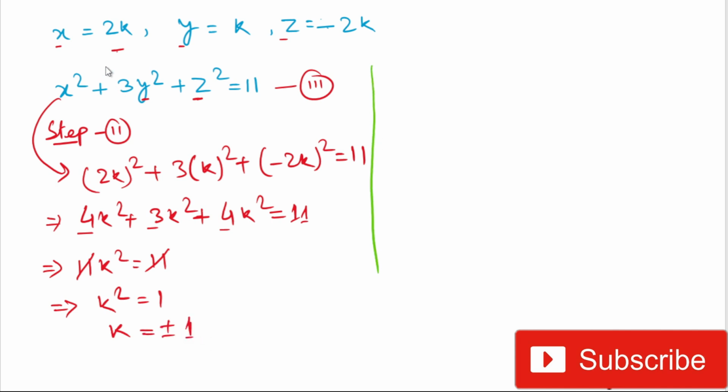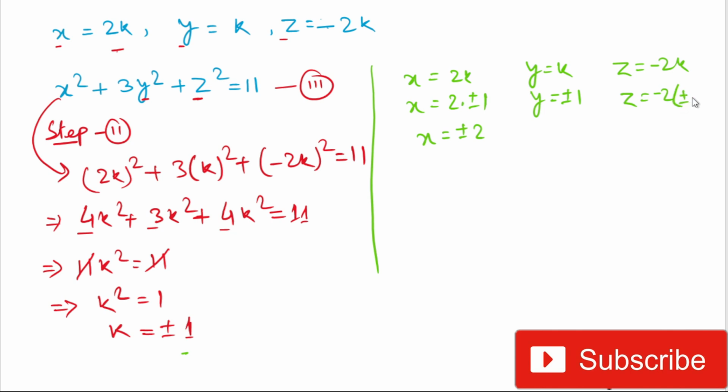Now for calculating the values of x, y and z, we put the value of k. The value of x is 2k, so x is 2 multiplied by k, which is plus or minus 1, so x is plus or minus 2. Likewise y is equal to k, and k is plus or minus 1, so y is plus or minus 1. Now z is equal to minus 2k, and with k equal to plus or minus 1, z will be minus or plus 2. So we have calculated x is plus or minus 2, y is plus or minus 1 and z is minus or plus 2. So this is our answer.